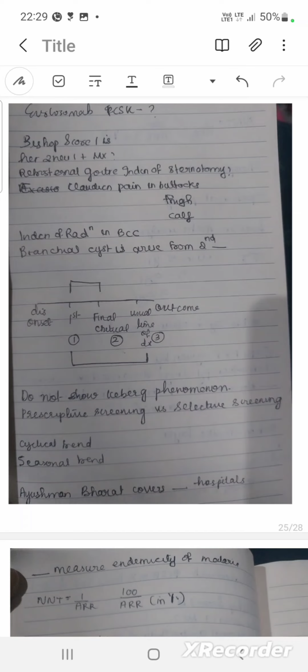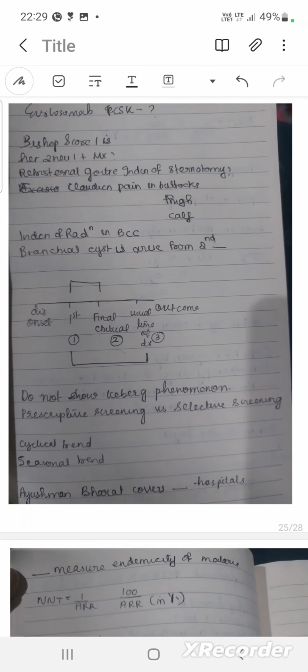Claudication pain in buttocks can be from occlusion in the aortoiliac. Thigh, then iliac. Calf, femoral. Thigh has I, so iliac. Calf, F for femoral. Indication of radiation in basal cell carcinoma is only when it is away from vital structures. If it is near to vital structures, Mohs only. And if it has eroded cartilage or bone, then radiation is contraindicated.